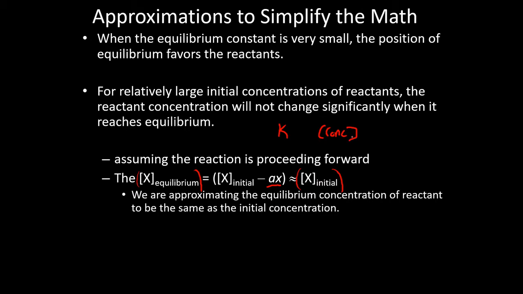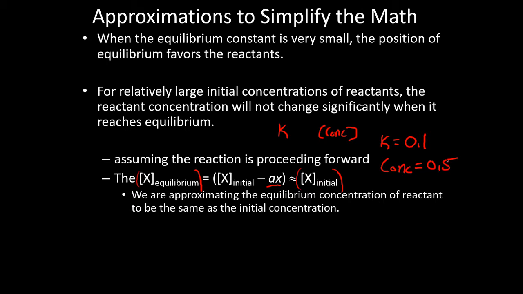If there's less than 4 orders of magnitude difference between the two, so let's say, for example, K is equal to 0.1 and C, the concentration of the reactants, is equal to 0.5. Those are way too close together. I would not even attempt to make this assumption, because the assumption is not going to work.